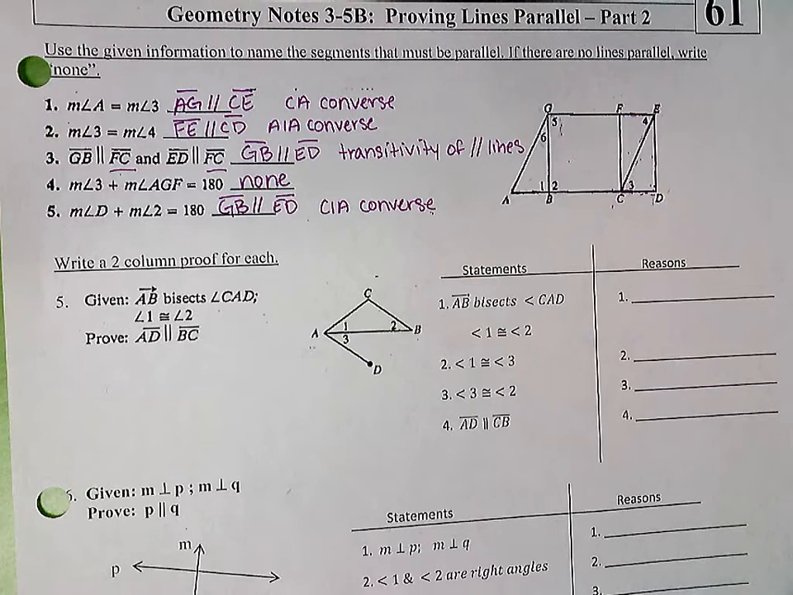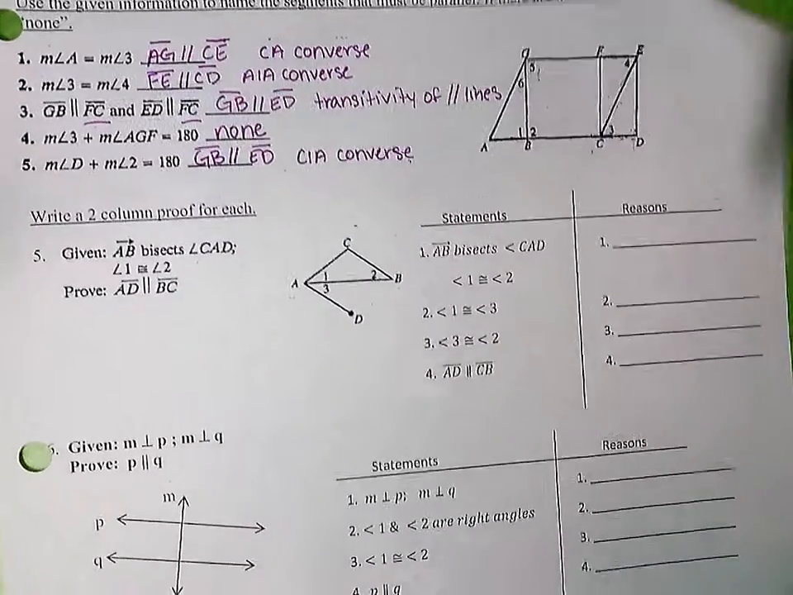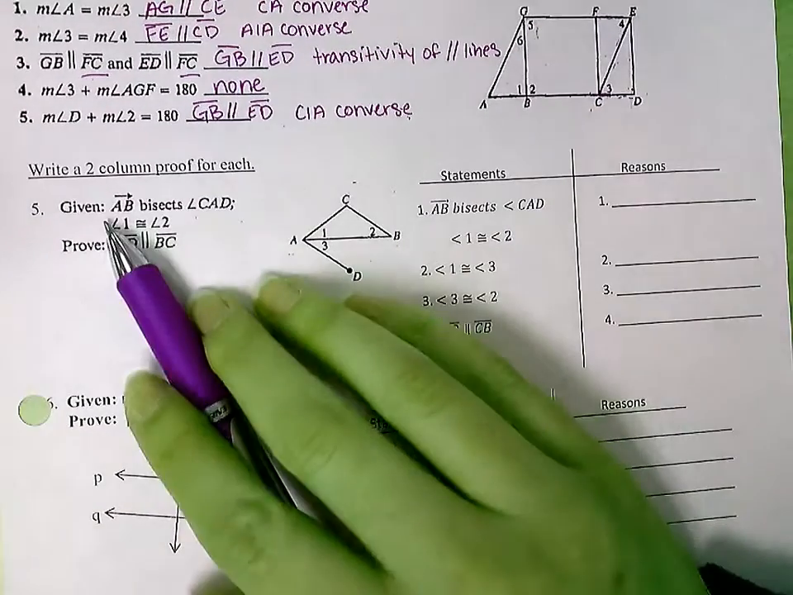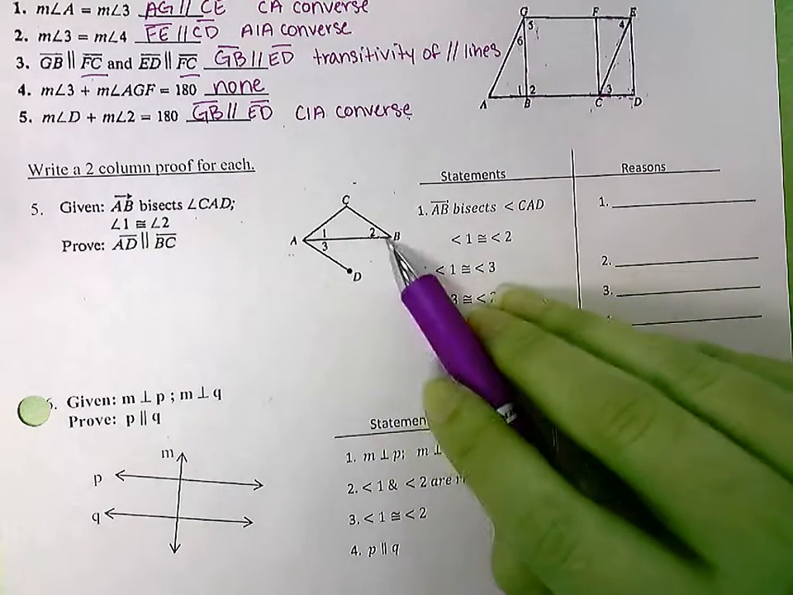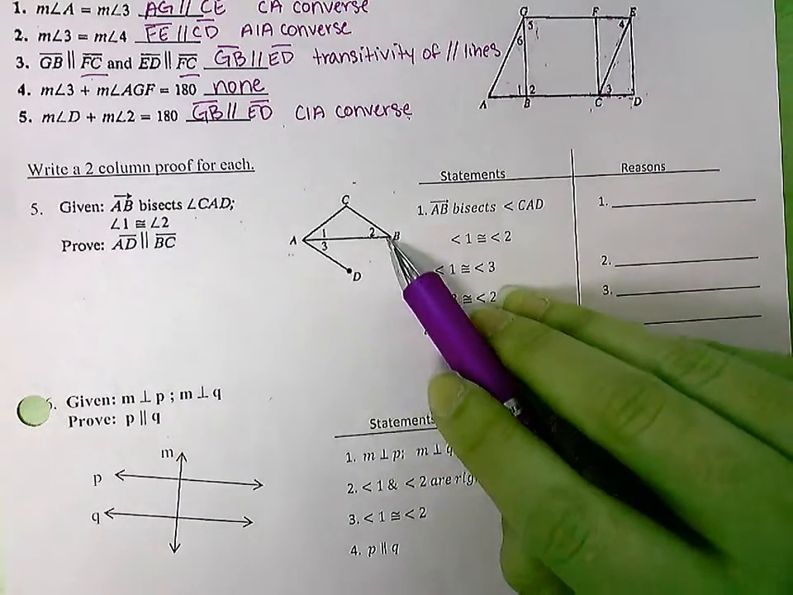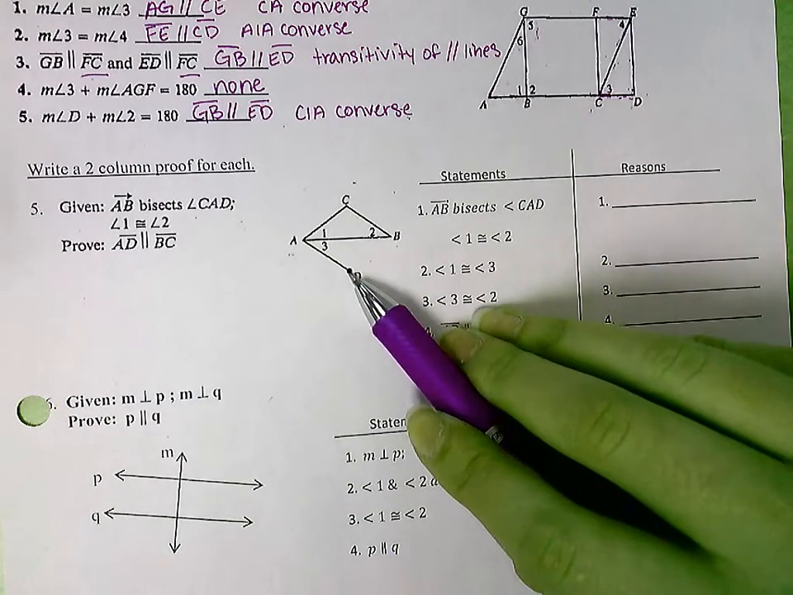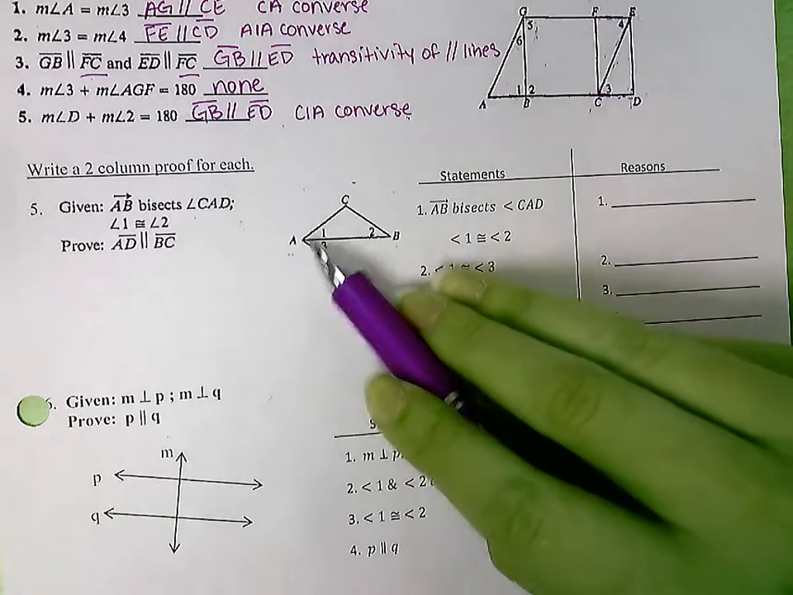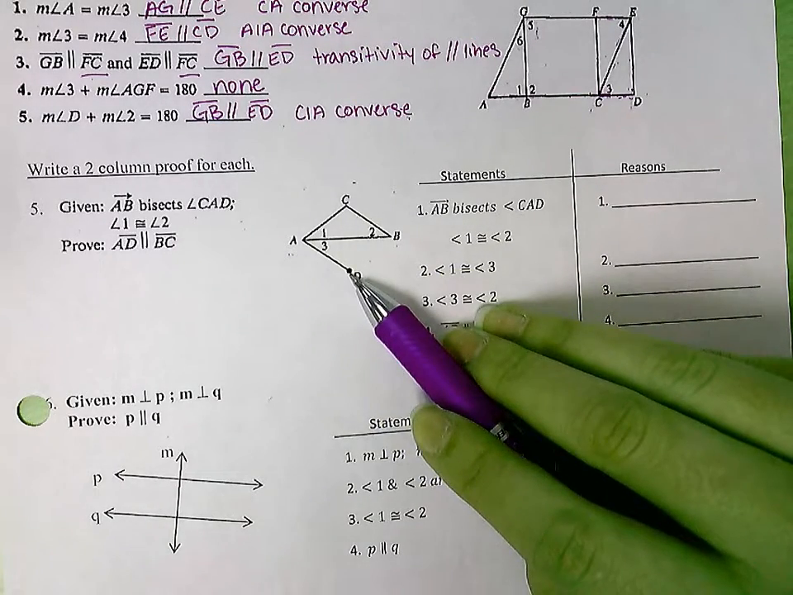So we're going to look at the first one. Again, we're going to take it step by step. So we're going to look at the given. We're given that ray AB, that line right there, bisects angle CAD. Now before I go anywhere, I'm going to start labeling my picture. If AB bisects that entire angle, what do I know in my picture then?